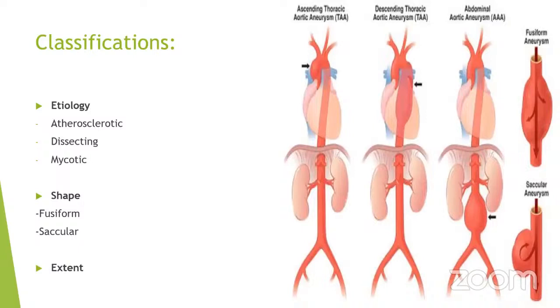The aortic aneurysms can be classified based on etiology, shape, or extent. The most important is the extent. We'll go through that later. We'll first go through the etiologies, either atherosclerotic, dissecting, or mycotic. The shape can be either saccular or fusiform. A fusiform aneurysm has a uniform shape with a symmetrical dilatation that involves the entire circumference of the aortic wall. A saccular aneurysm, however, is a localized outpatching of the aortic wall, similar to a hernia.